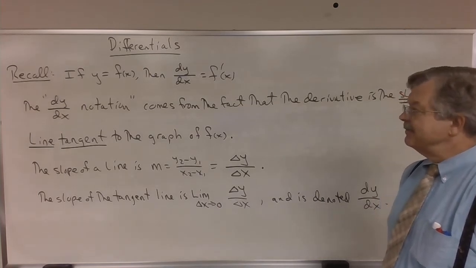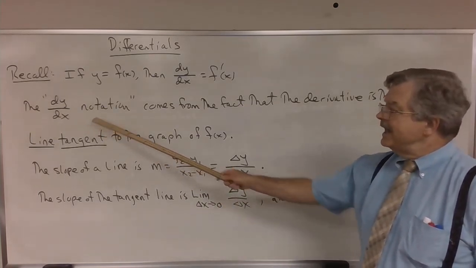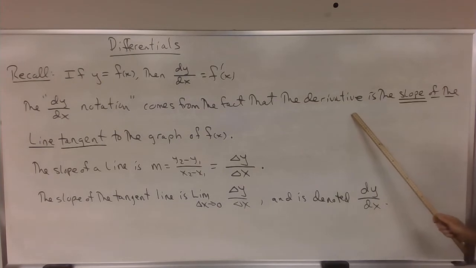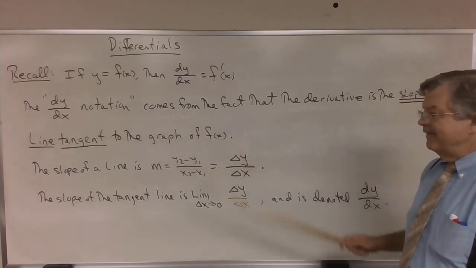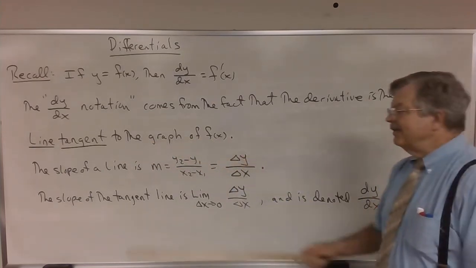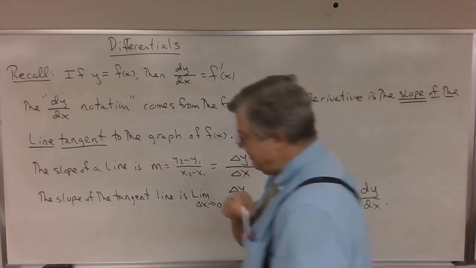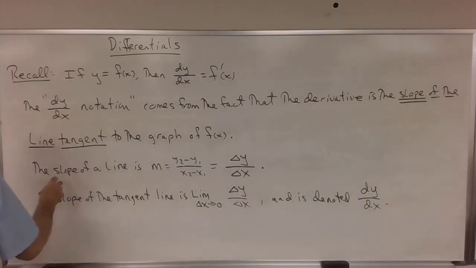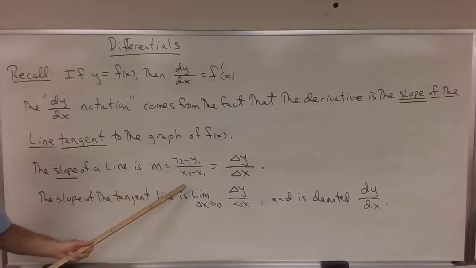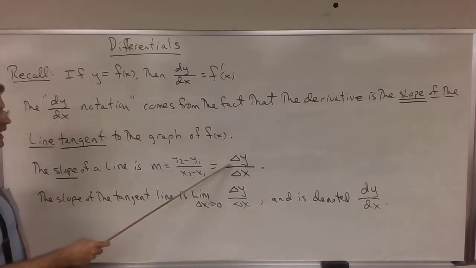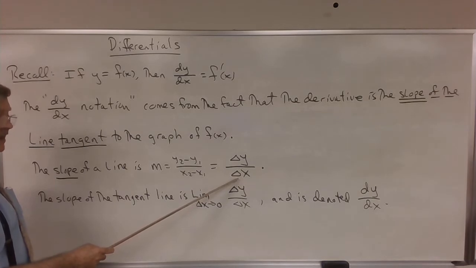for the derivative. And the dy dx notation comes from the fact that the derivative is the slope of the line tangent to the graph of f of x. And the slope of a line, represented by m, is y2 minus y1 over x2 minus x1. In other words, the change in y over the change in x.